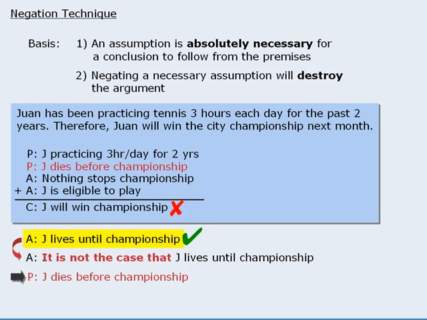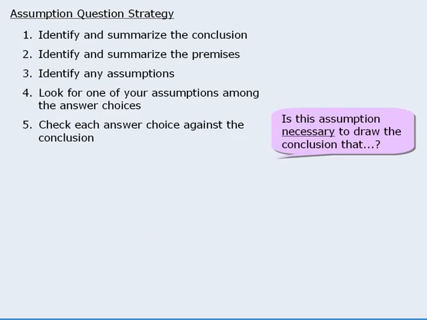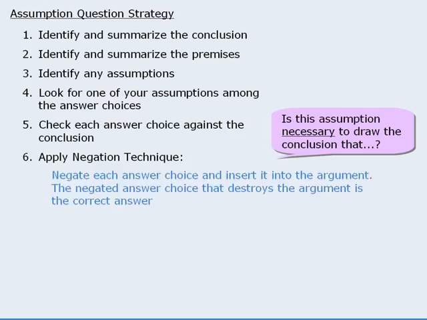Okay, so all of this lays the foundation for the sixth step of our strategy, which is to apply the negation technique. That is, negate each answer choice and insert it into the argument. The negated answer choice that destroys the argument the most will be the correct answer.